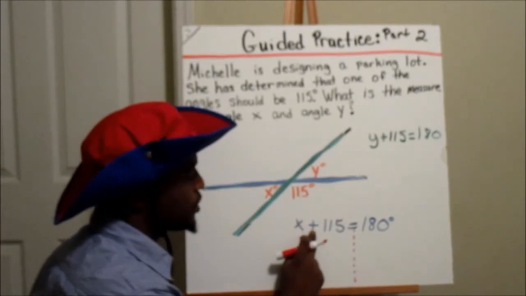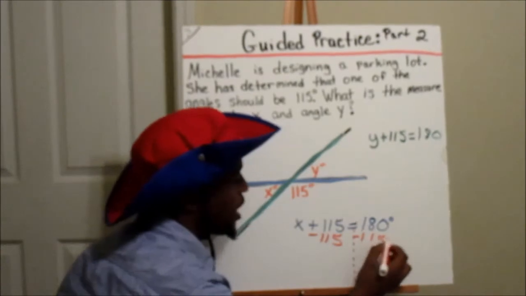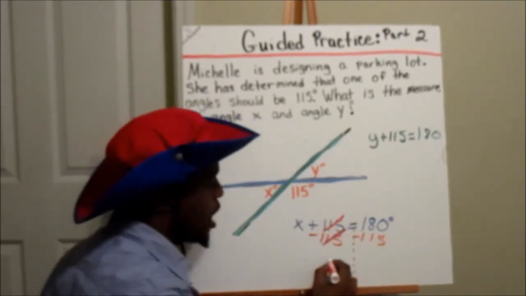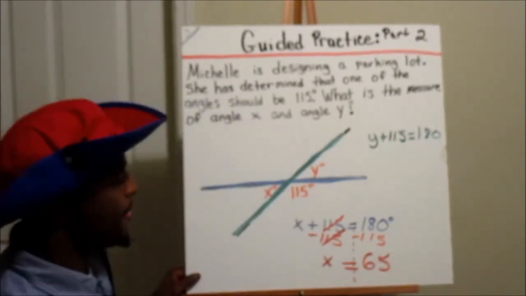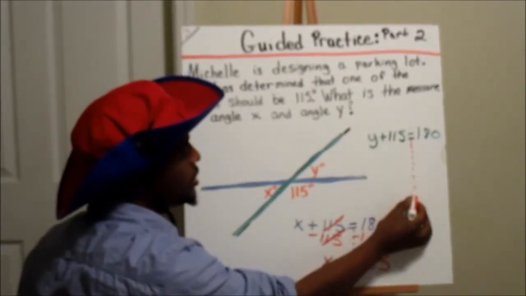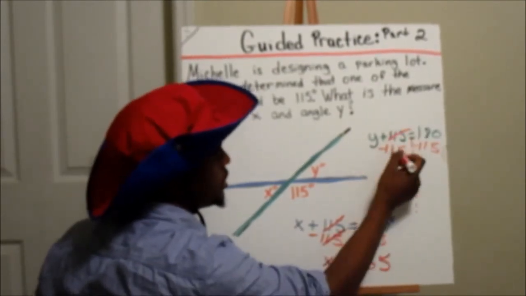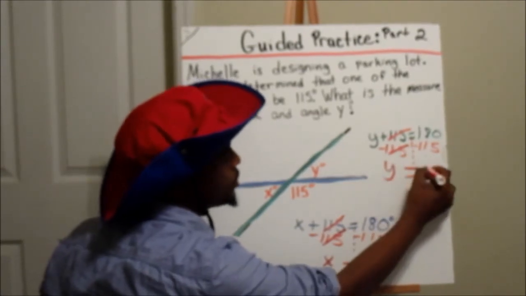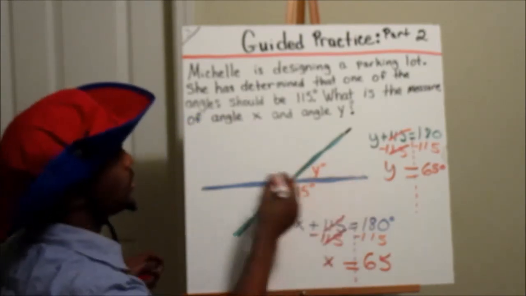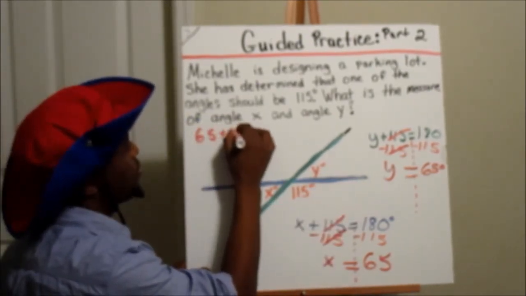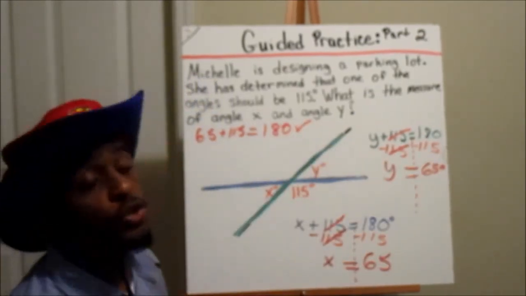I would do the inverse operation, so instead of adding 115, I would cancel it out by subtracting 115 to both sides. Those two cancel out. I'm left with X equals 65. Alright? I can do the same thing here. The math will not change. I will do the inverse operation of both sides. And that would be Y equals 65 degrees. Alright? Always check your answer using substitution. So if I substitute 65 plus 115, I should get my total, which is 180 degrees. And I do, so it checks out.